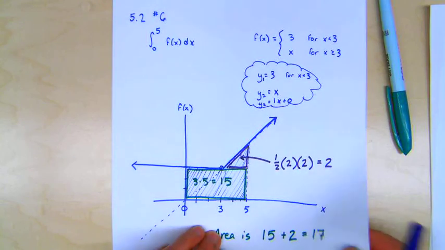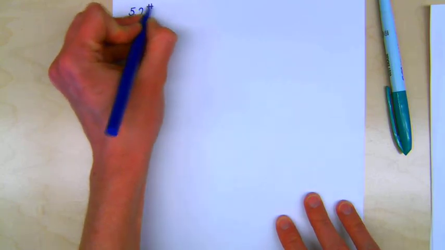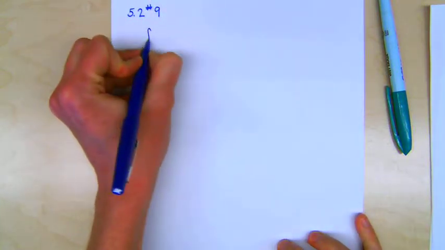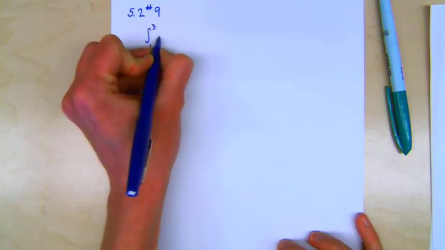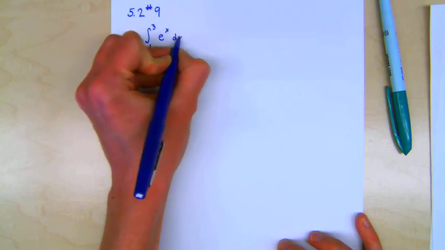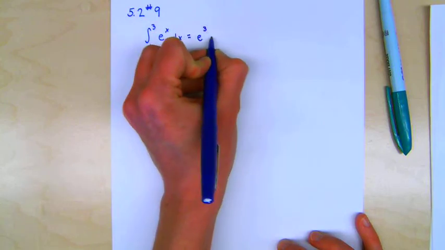Yeah, so the next problem that I want to talk about is 15.2, number 9. Let's see. For this one, we're given the fact that the integral from 1 to 3 of e to the x dx is equal to e cubed minus e.